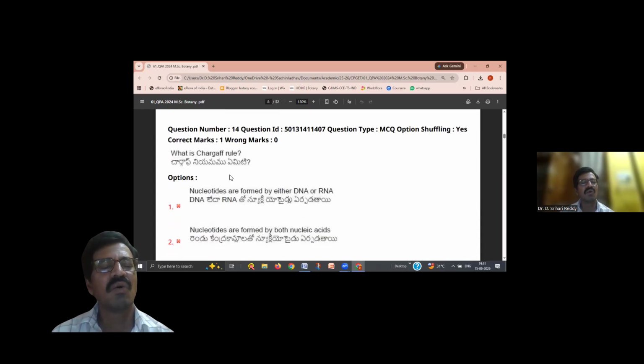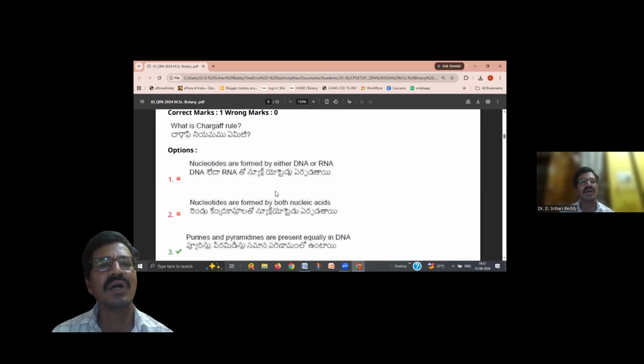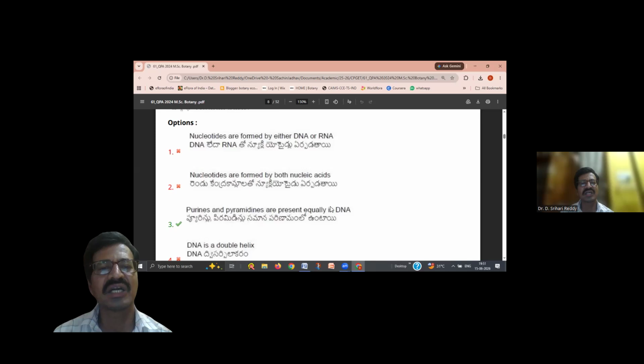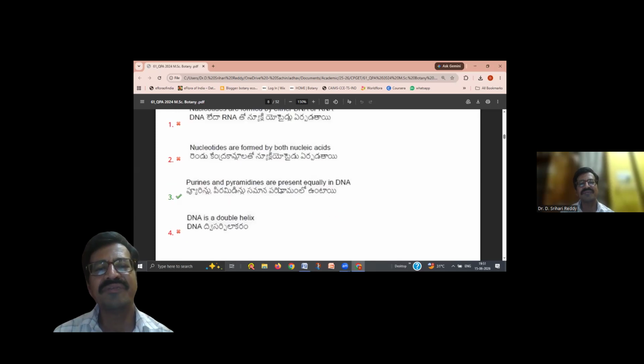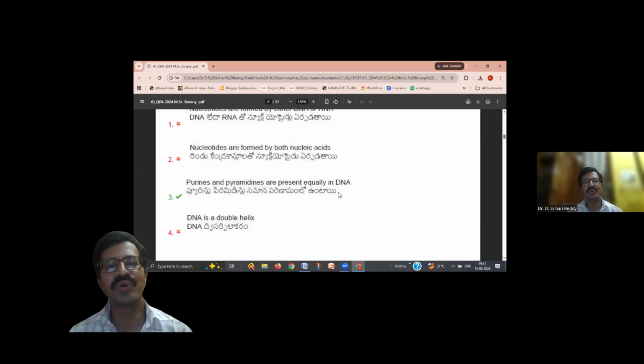Okay, next. What is Chargaff's rule? Chargaff's rule is related to DNA structure. What did Chargaff propose? See here, nucleotides are formed by either DNA or RNA. So it is not the Chargaff rule. And nucleotides are formed by both nucleic acids. That is also not the Chargaff rule. Purines and pyrimidines are present equally in DNA. Exactly, this is the right answer. As per the Chargaff rule, both the purines and pyrimidines are in equal proportion.